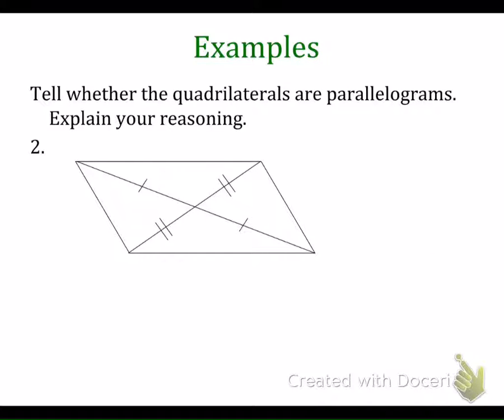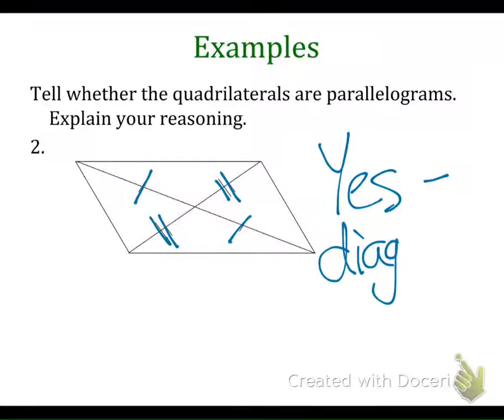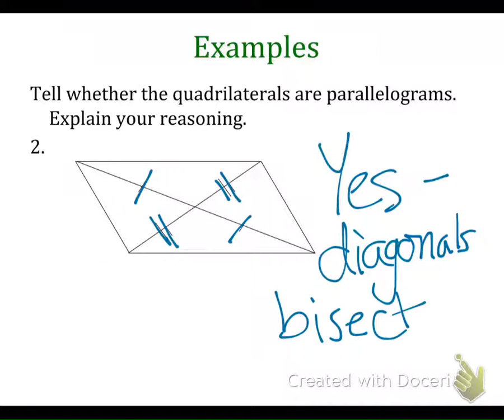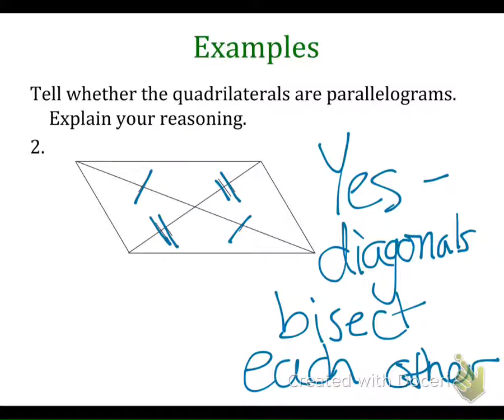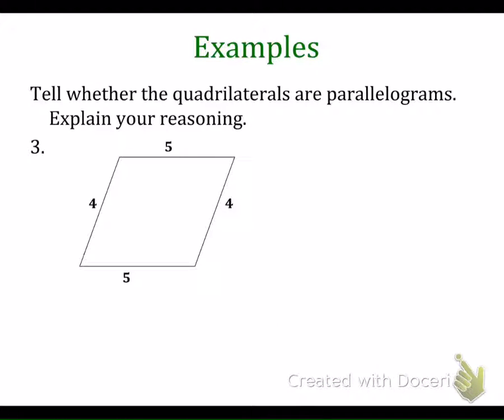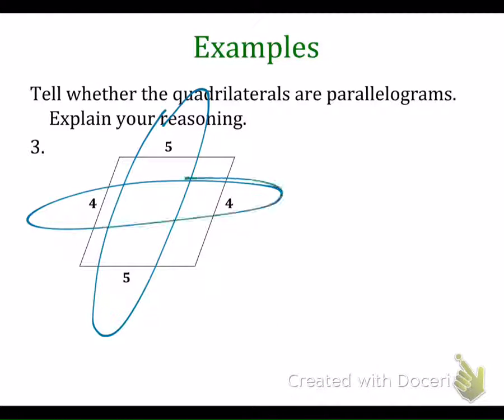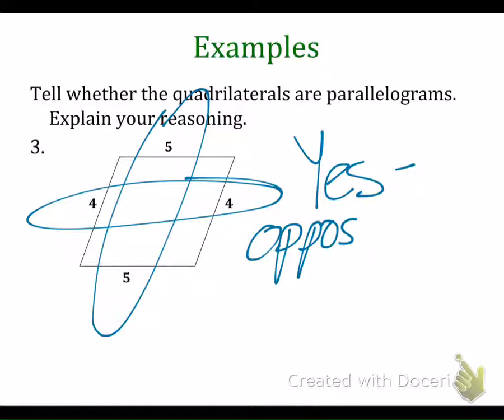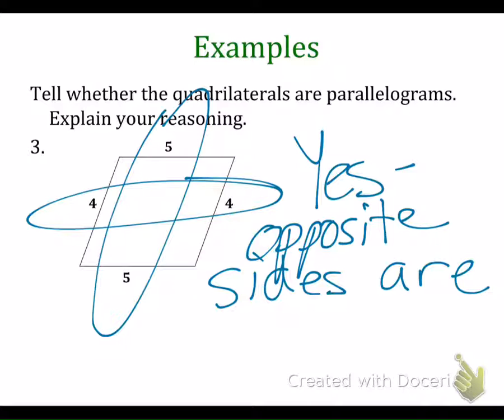Okay, this one. These are where the diagonals bisect each other because this side is congruent to this side and this is congruent to this. So yes, the diagonals bisect each other. This would be a yes because the opposite sides, they're congruent. The opposite sides are congruent.